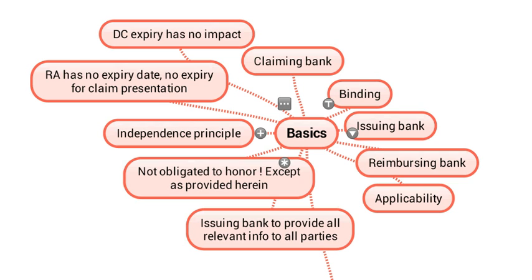URR is binding on all parties, that is, the issuing bank, the reimbursing bank, and the claiming nominated bank. Claiming bank is the beneficiary bank of the LC. Claiming bank is the bank authorized to claim reimbursement under the reimbursement authorization. The expiry date of the LC has no impact on the reimbursement authorization. Reimbursement authorization by itself has no expiry date. Also, there can be no expiry date for presentation of a claim.